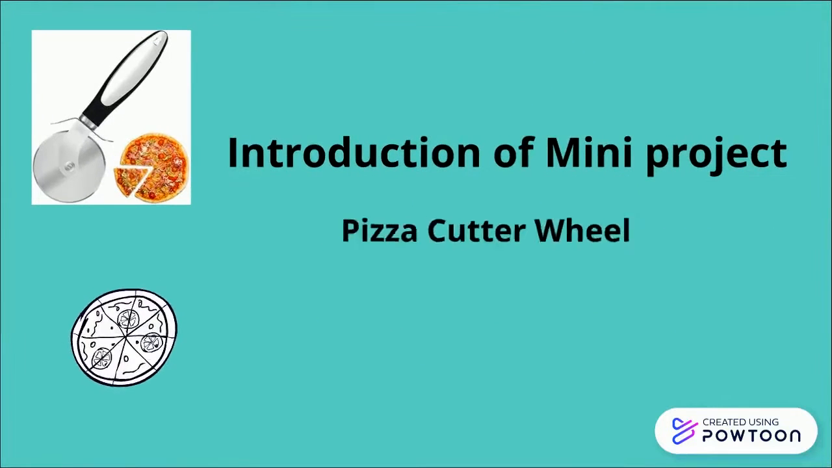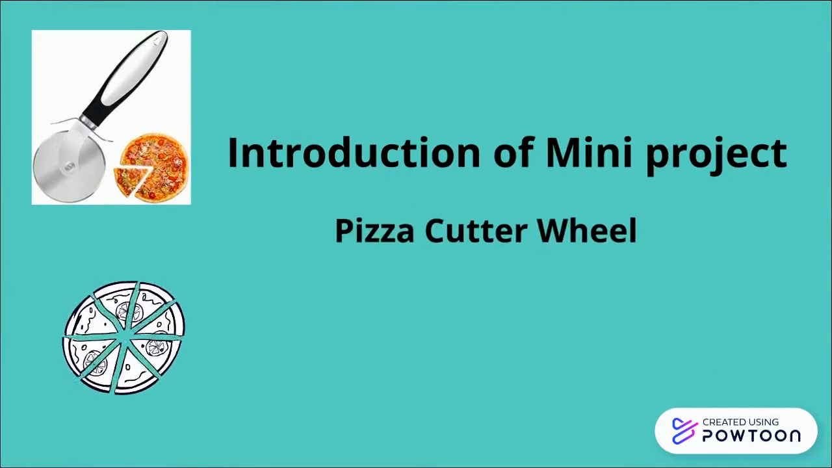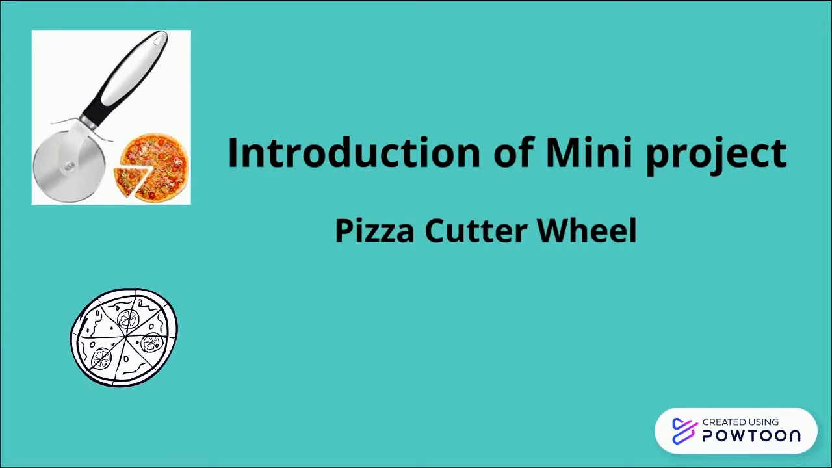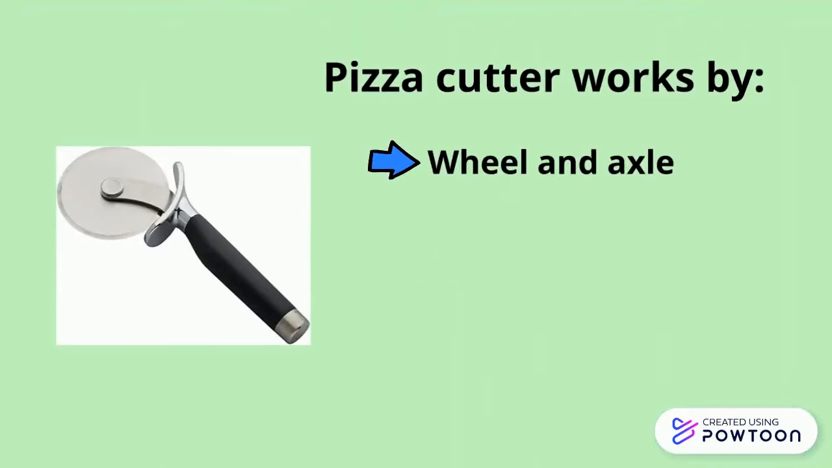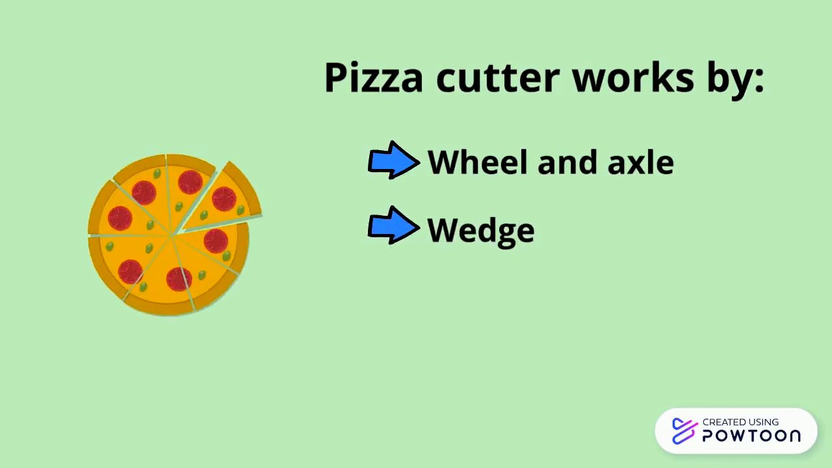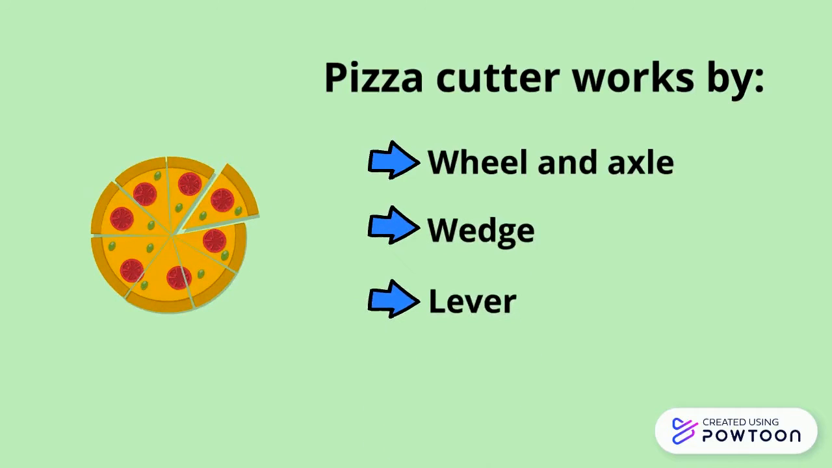For this mini project, we will analyze the motion of a particle system and rigid bodies undergoing translation and rotation motion of a pizza cutter wheel. The pizza cutter works by the wheel and axle rolling across the pizza, and the weight splits the pizza in parts. The lever comes into play by applying force to the handle for the weight to cut the pizza.